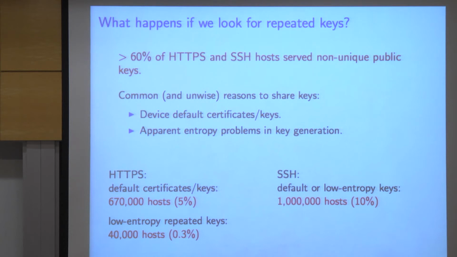And this is a massive lower bound. It comes from just looking through, say, the 50 or 100 most common SSH keys out there and characterizing them. And for HTTPS, a lower bound for the number of repeated keys that are due to entropy issues is at least 40,000 hosts, or about 0.3% of all of the hosts on the internet.